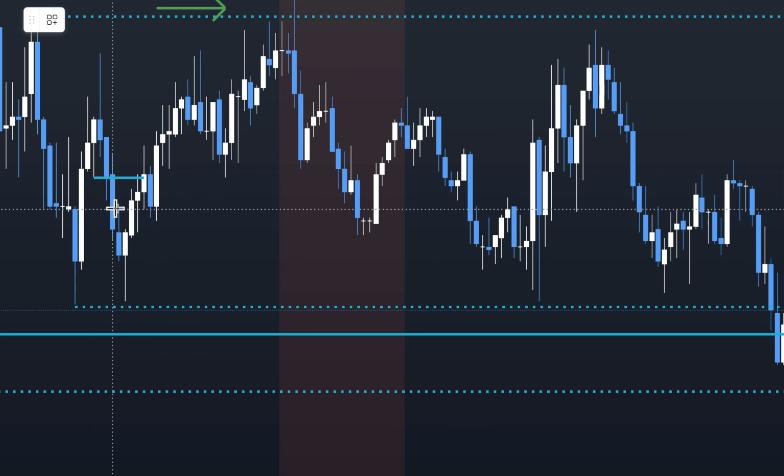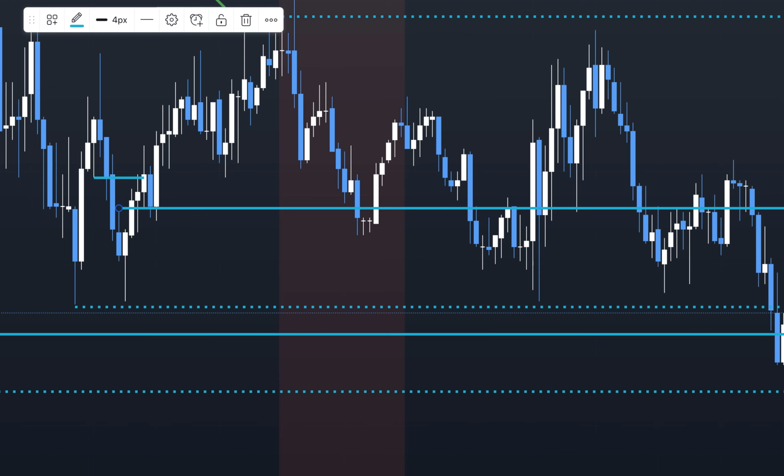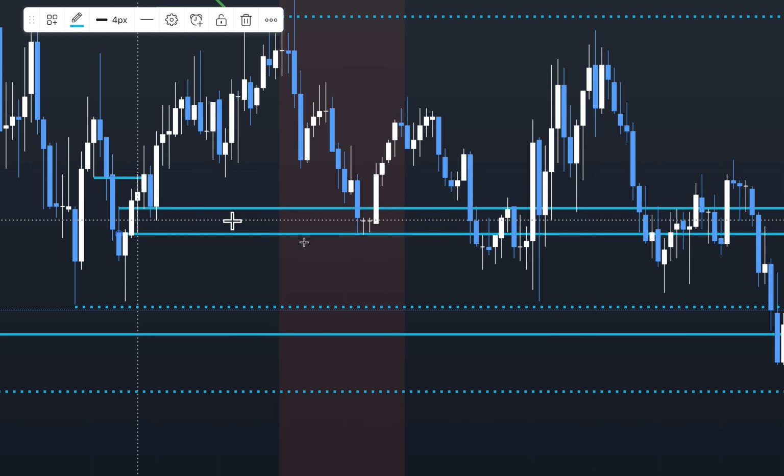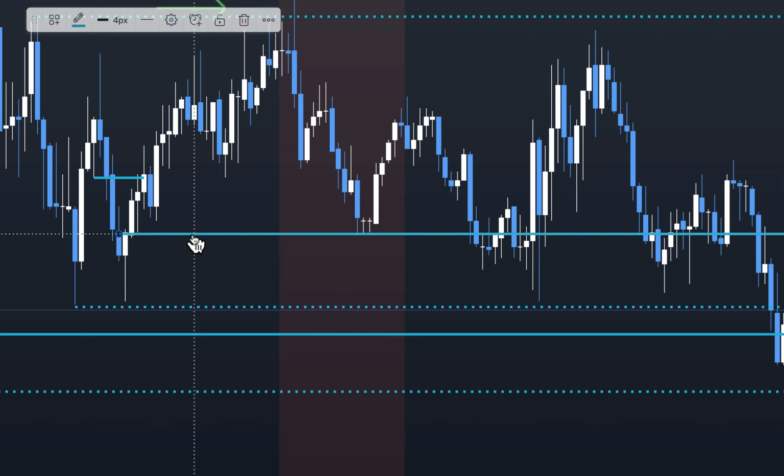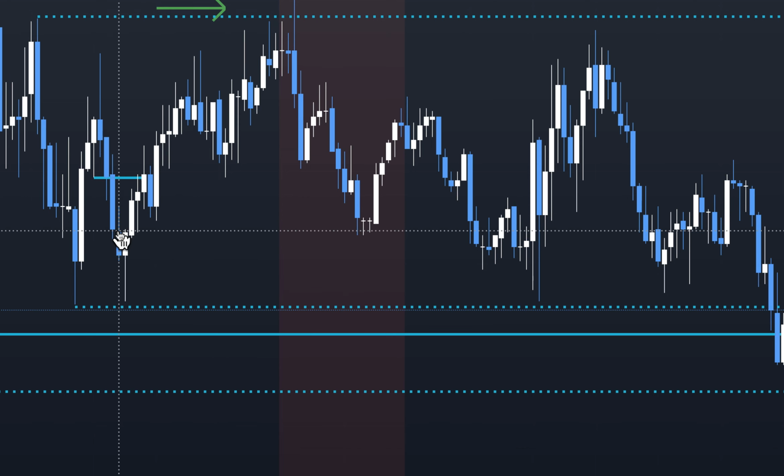So this level right here, this was already tested. I would not have traded the body of this because once a wick is tested, the whole candle's tested. But if I wanted to go long down in here, I needed to drop time frames.